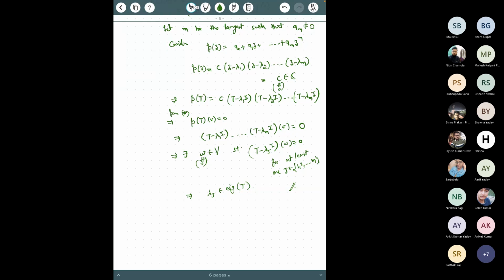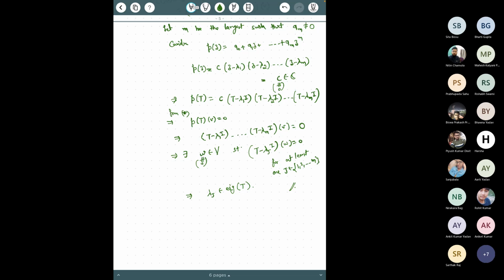But then using the facts, now you know that it's a linear operator over C. It has an eigenvalue. Now you can look at the characteristic polynomial of T. It would be a polynomial over C of degree n if V is of dimension n. Since every non-constant polynomial over C of degree n has exactly n roots, you can say that an operator on an n-dimensional vector space has exactly n eigenvalues if the vector space is over C.